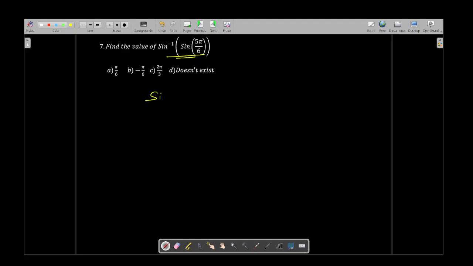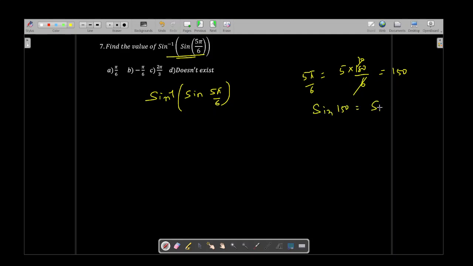We have sine inverse of sine 5 pi by 6. So sine 5 pi by 6 is 5 into 180 by 6, which is 150 degrees. So sine 150 I can write as sine of 180 minus 30, that is, sine of 180 minus theta. This is in the second quadrant.